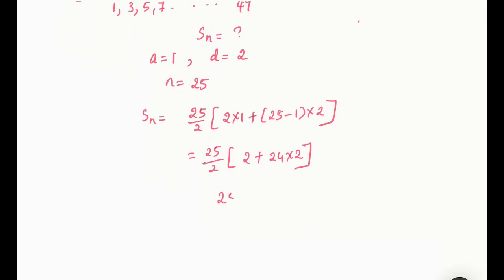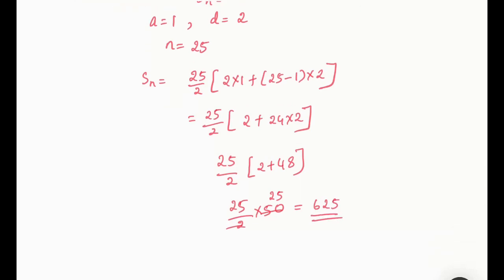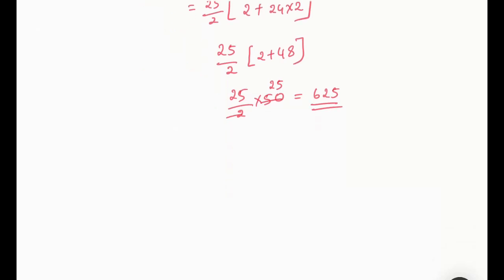So what do you get? 25 by 2 into 2 plus 48, which is 25 by 2 into 50. 25 into 25 is equal to 625. So the sum of all odd natural numbers less than 50 will be equal to 625. Now let me do the sixth question.